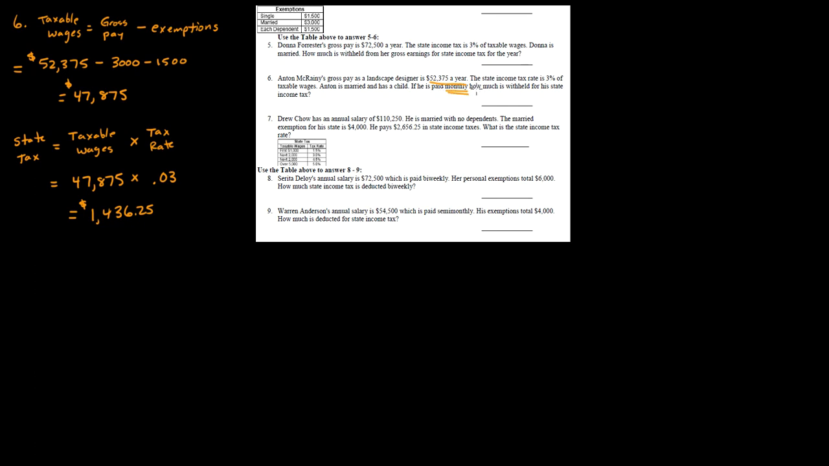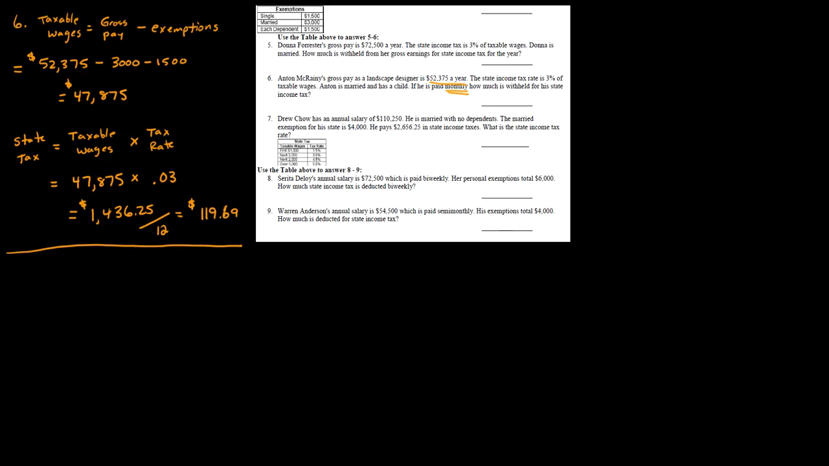But this particular problem asks, if you're paid monthly, how much is taken out of each month's paycheck. This is how much we pay in taxes a year because we used the yearly income. So we have to divide this by 12, because there are 12 months in a year, to figure out how much is taken out per paycheck. It's $119.69 when we multiply that out. So that's number 6. Number 5 is the same thing, we just don't have to do the division because it's the yearly amount.